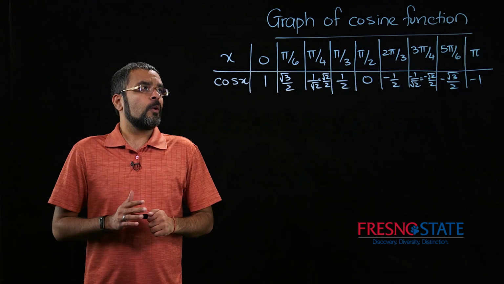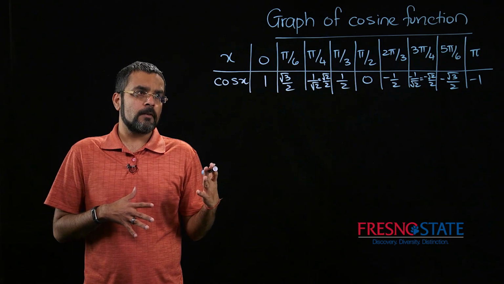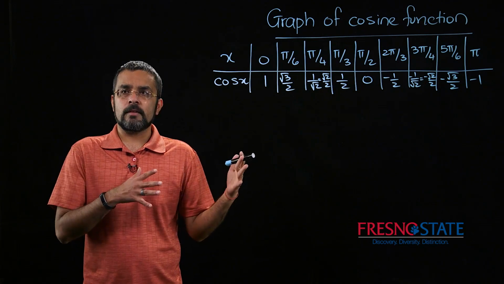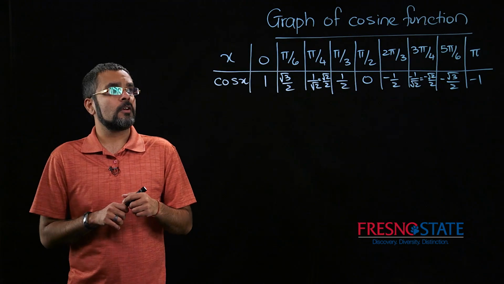All right, so in this graph, we're going to look at the graph of cosine function. It's pretty similar to the graph of sine function, except we can think of it as a phase shift, and we'll see how. But before we go there, let's quickly review our properties of the cosine function.